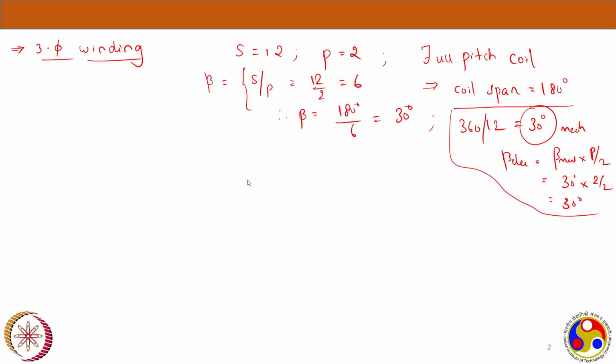So now we will see the distribution of the windings in these 12 slots and how we can interestingly place the three-phase winding in all these 12 slots. So for that purpose, I am just drawing the slots here.